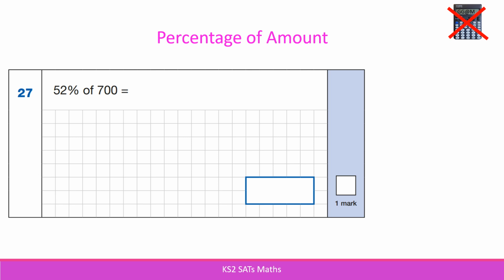This is a question on finding a percentage of an amount. We've got to find 52% of 700. You need to write your answer in the box provided, and this will give you 1 mark in the exam. So our key facts. We need to follow the following steps.